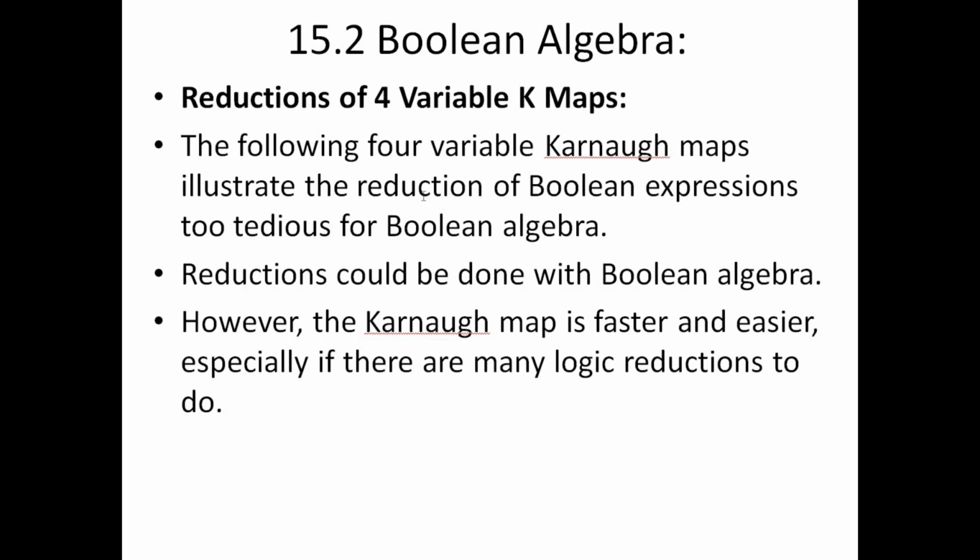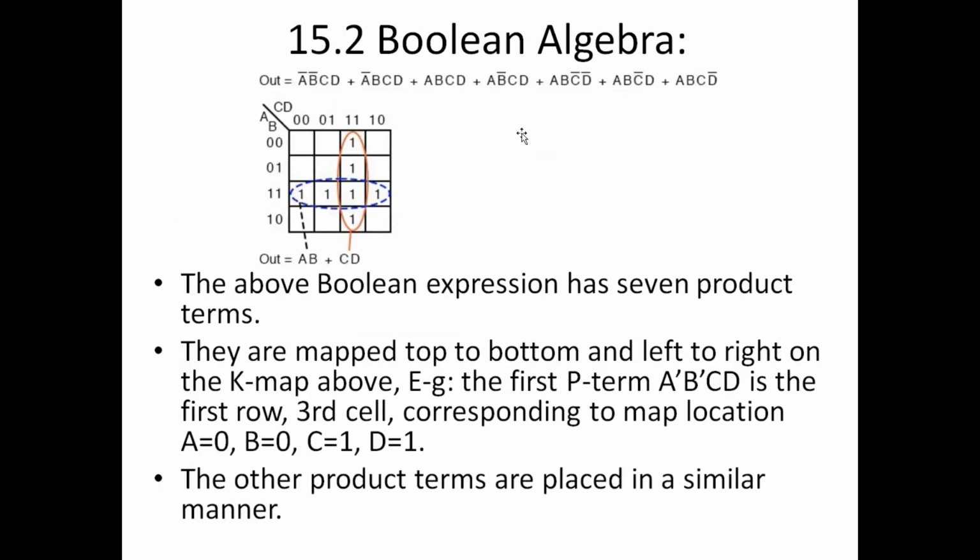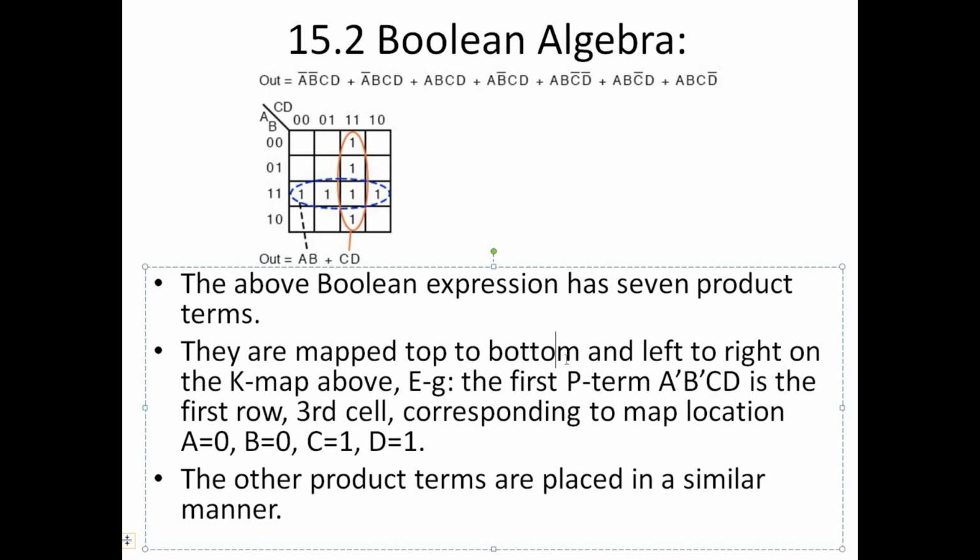Reduction of a 4 variable K-map. Here's an example where I have already filled a 4 variable K-map with the values from the truth table. I have not drawn the truth table over here. As you can see, I've got one group over here and I've got one group over here. In this group I have A and B on. So I'll write that.